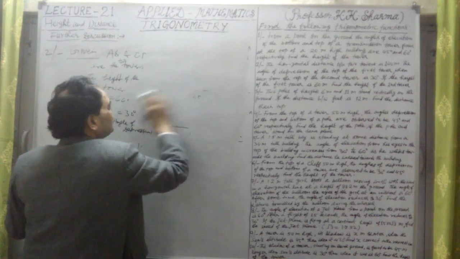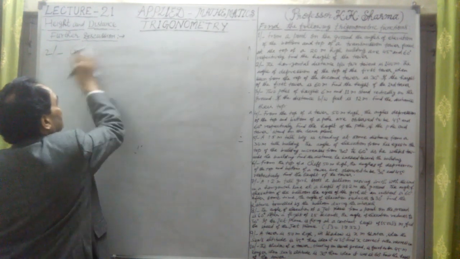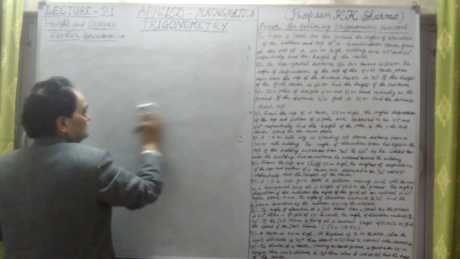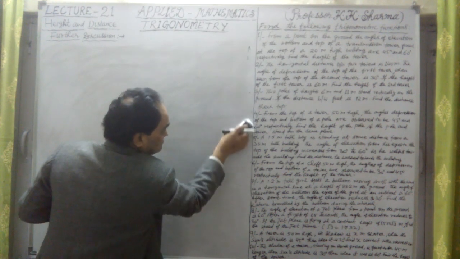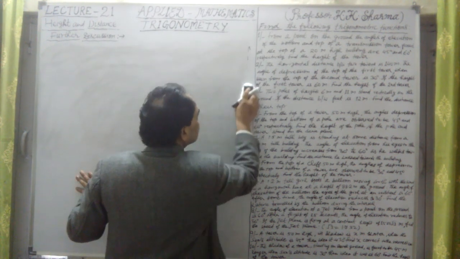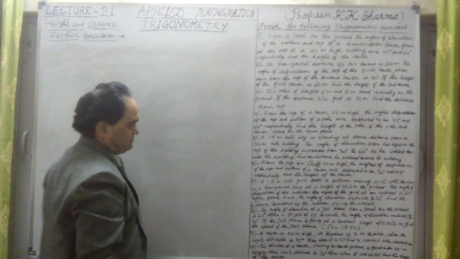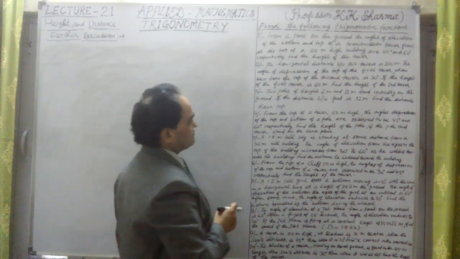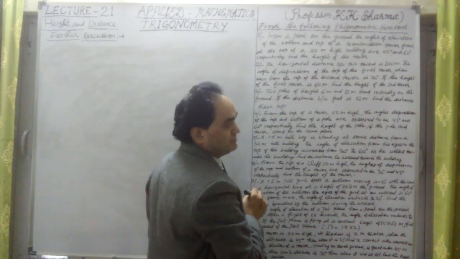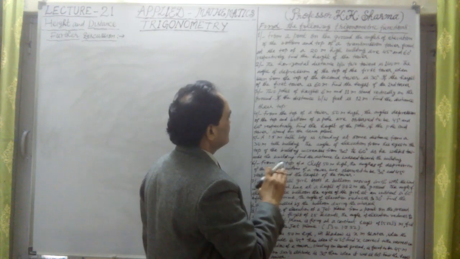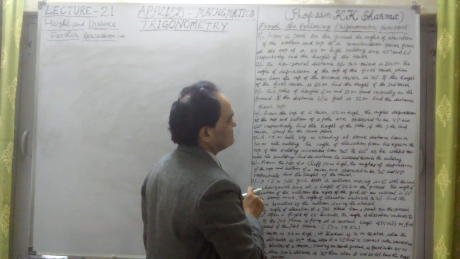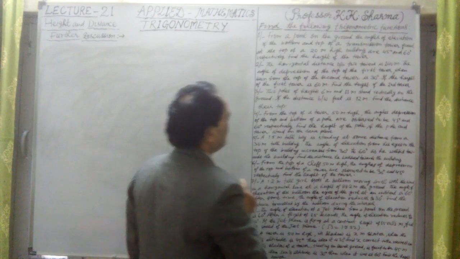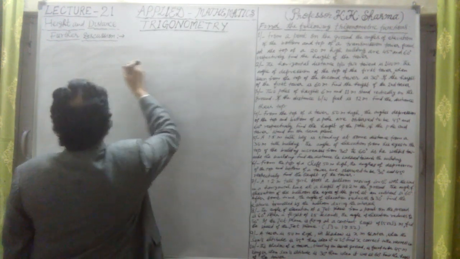Now let us take question number 3. What is it saying? Question number 3 is: two poles of height 6 meter and 11 meter stand vertically on the same ground. If the distance between their feet is 12 meter, find the distance between their tops.